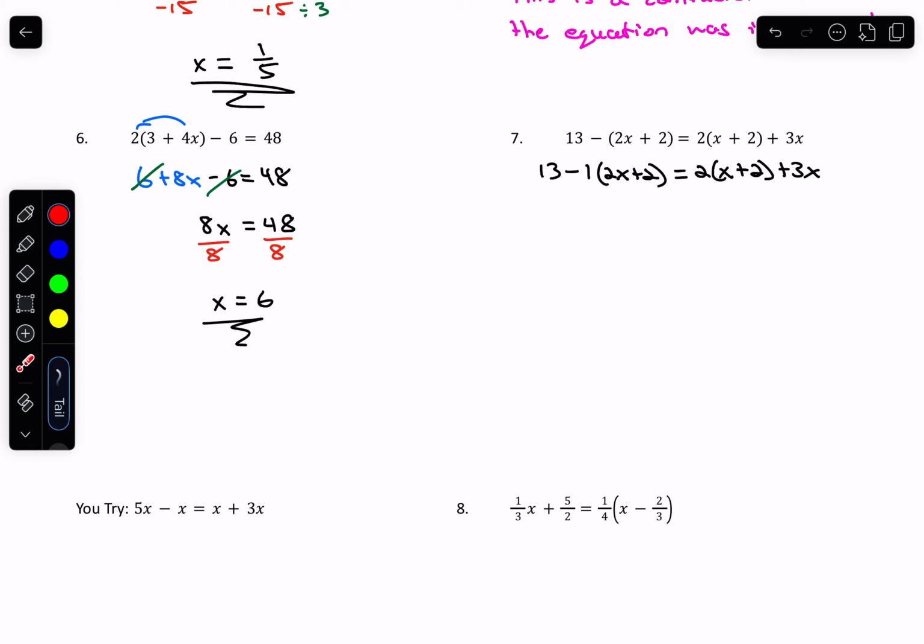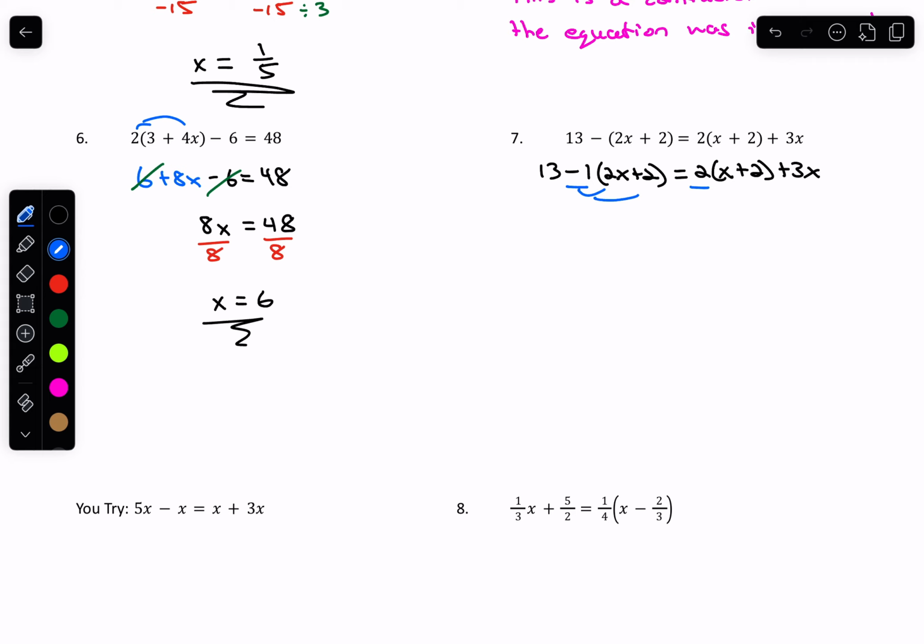So all I did there is I put a 1 in front of this set of parentheses, because when we have a negative sign there, really it's a negative 1. We just don't write the 1 because the 1 doesn't change any values. But just like on the right side, we're going to distribute this 2 to both places. On the left side, we need to distribute a negative 1 to both places. Okay, so it's just important to realize when there's no number there, there actually is a number.